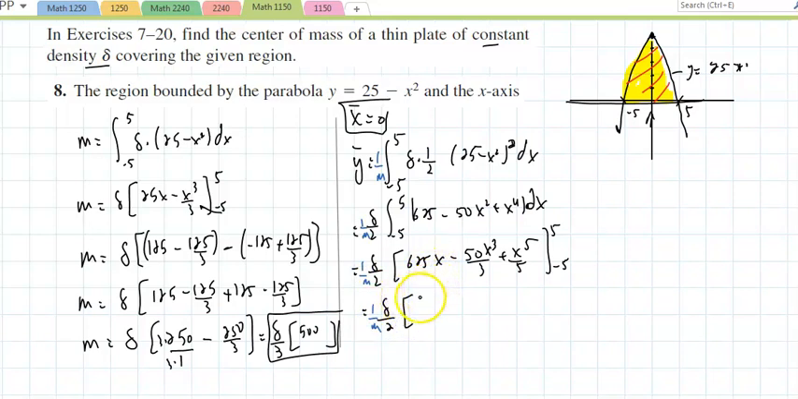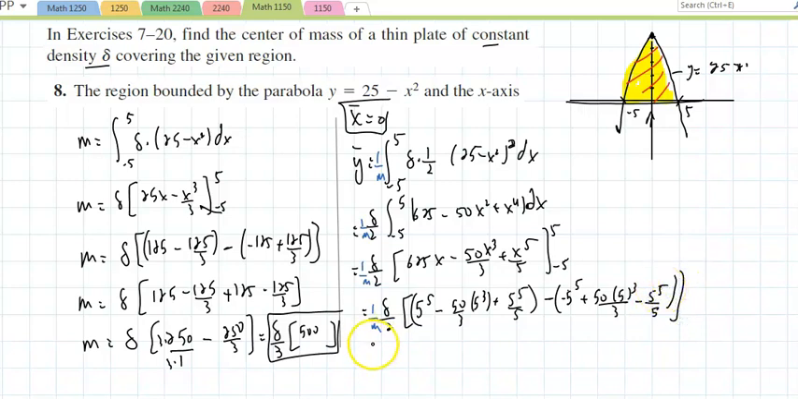So 625 times 5, oh boy. 625 is 5 to the 4th. So this is 5 to the 5th minus 50 over 3 times 5 cubed plus 5 to the 5th over 5, minus the value at negative 5 in there. That is 5 to the 5th negative, plus 50 times 5 cubed over 3 minus 5 to the 5th power over 5.